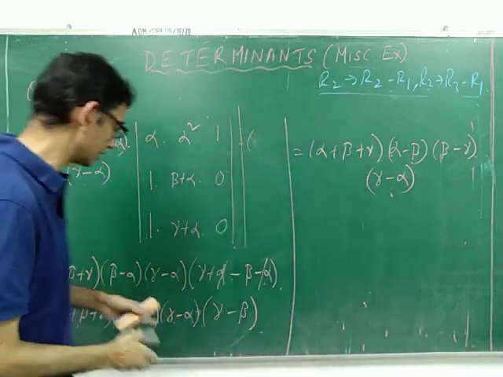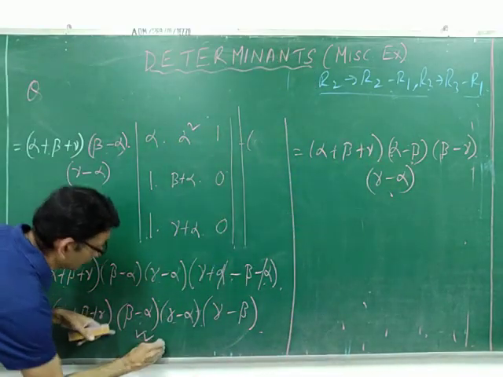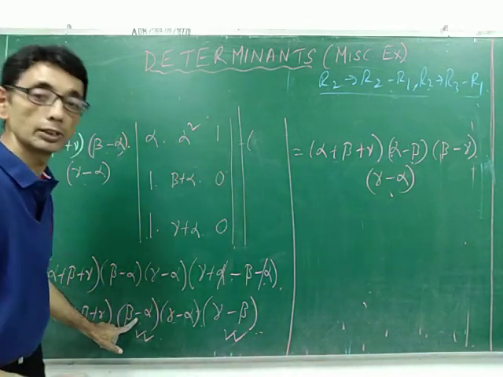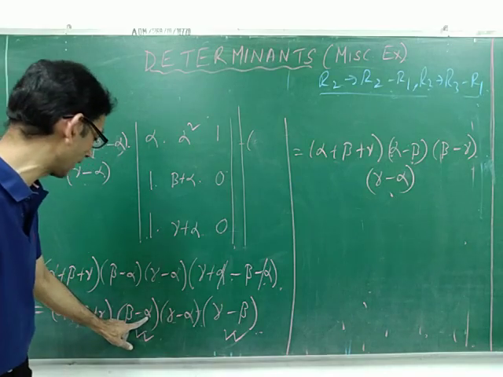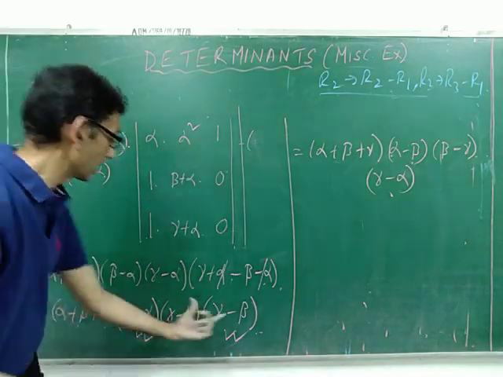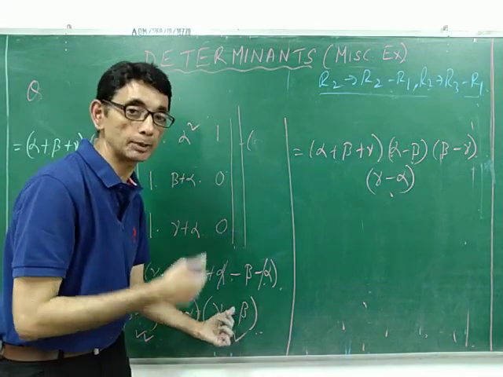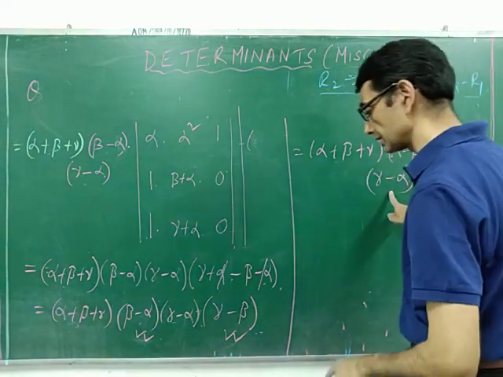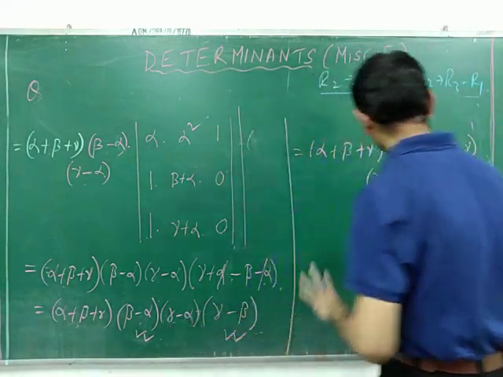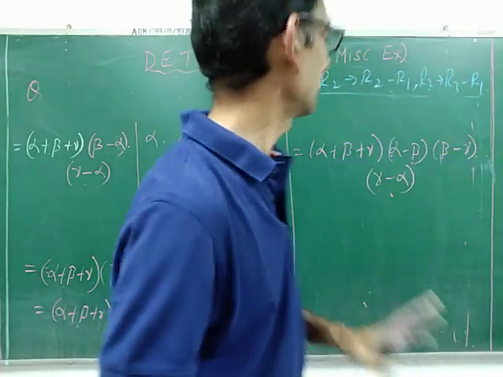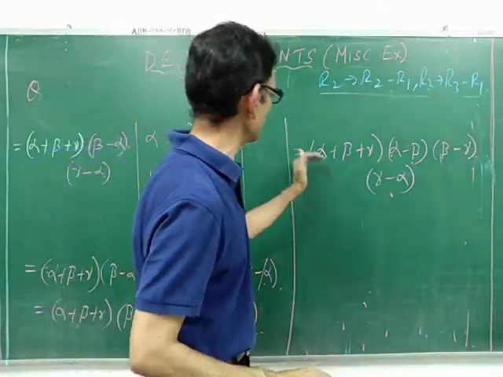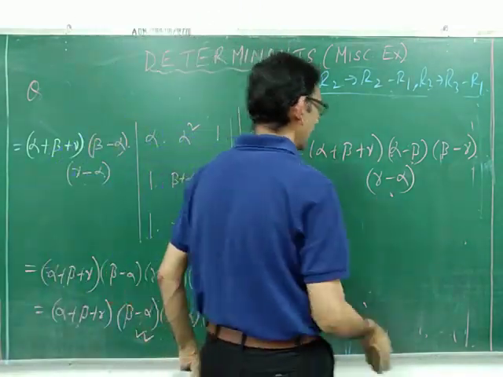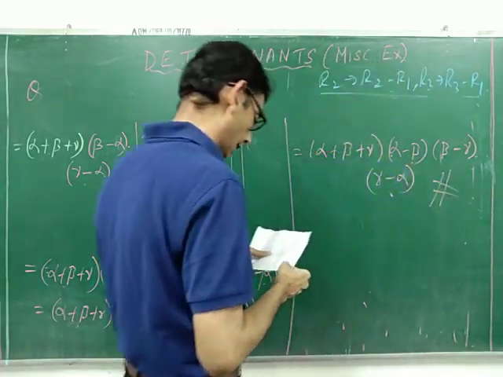So what have we done? We are changing the order of beta minus alpha, and we have changed the order of gamma minus beta. If you change beta minus alpha to alpha minus beta, there will be a minus sign. If you change gamma minus beta to beta minus gamma, there will be another minus sign. So minus minus becomes plus. But remember, gamma minus alpha has no change. So finally, what was the question? They have to prove the determinant equals alpha plus beta plus gamma, alpha minus beta, beta minus gamma, and gamma minus alpha. So this is the answer.